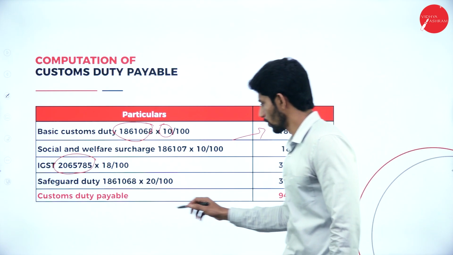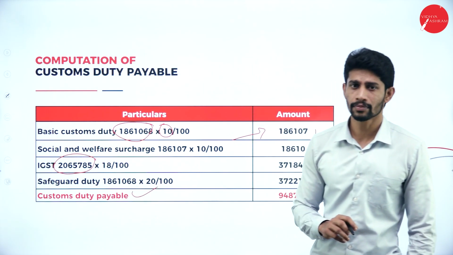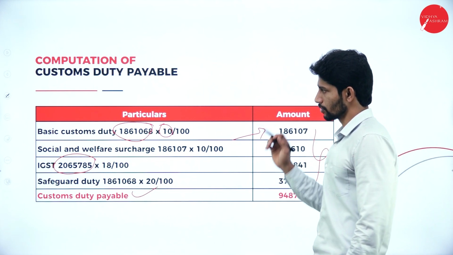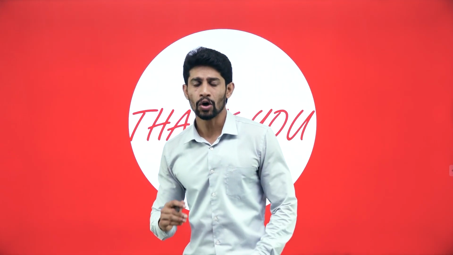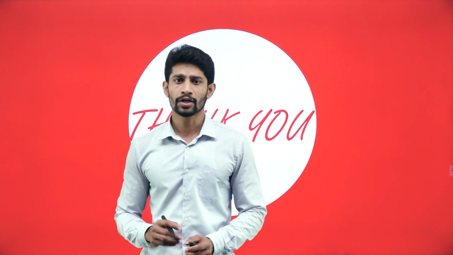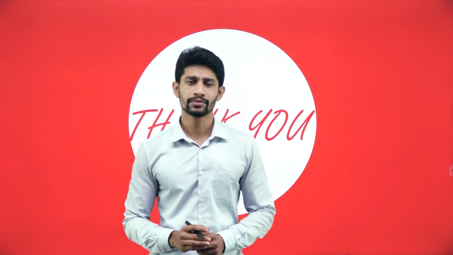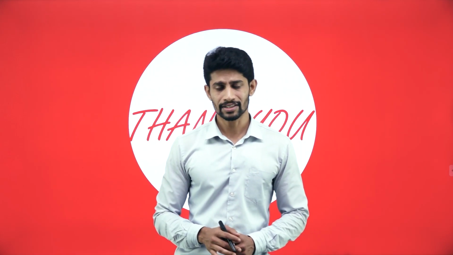So if you total the amount column, you will get 9,48,772. What is this value called? This value is called customs duty payable. So this is how you are supposed to compute the custom duty payable. I hope all of you understood how to solve the problems on computation of assessable value and the problems on computation of customs duty payable.